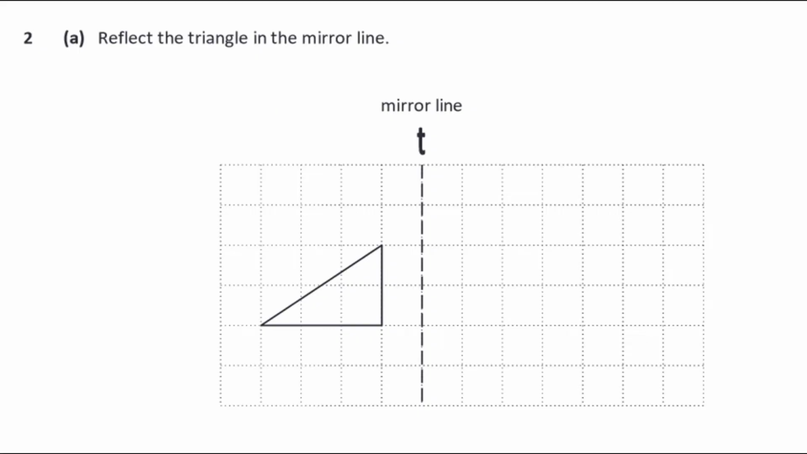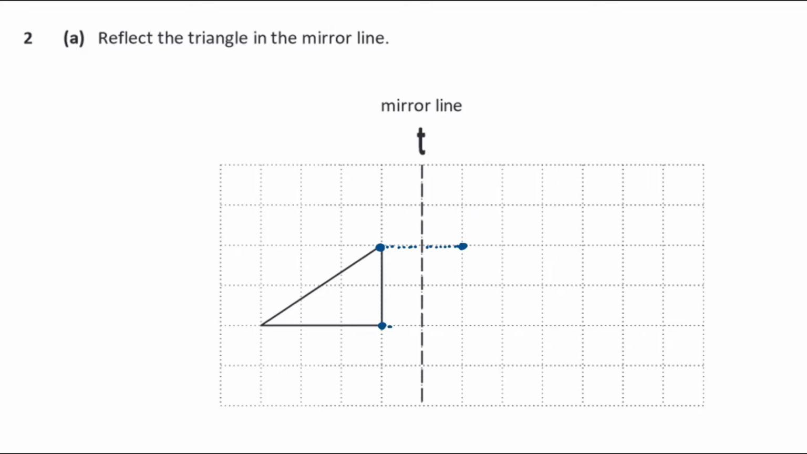Okay, question 2a, reflect the triangle in the mirror line. Okay, so I think with reflection the easiest thing to do is to reflect the points first. So take each point on your shape. Let's take this one here, and then see how far away it is from the mirror line. That's 1 square to the mirror line. So its mirror image is going to be 1 square on the opposite side. It's going to be there.